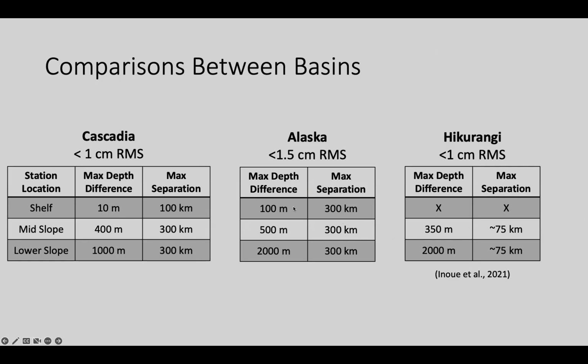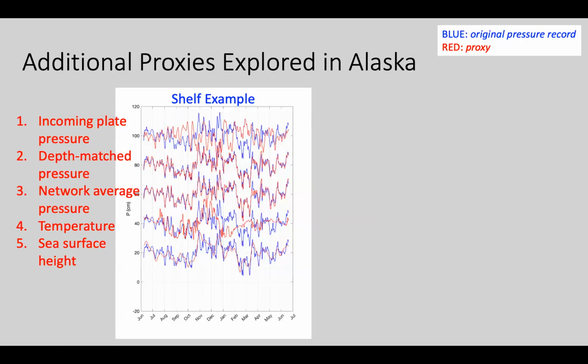We're seeing at least comparable patterns across these settings over really large distances when we have the data available. So another thing we did in Alaska is we had additional data and we explored the viability of other proxies. So this is just one example of a shelf pressure record from that experiment.